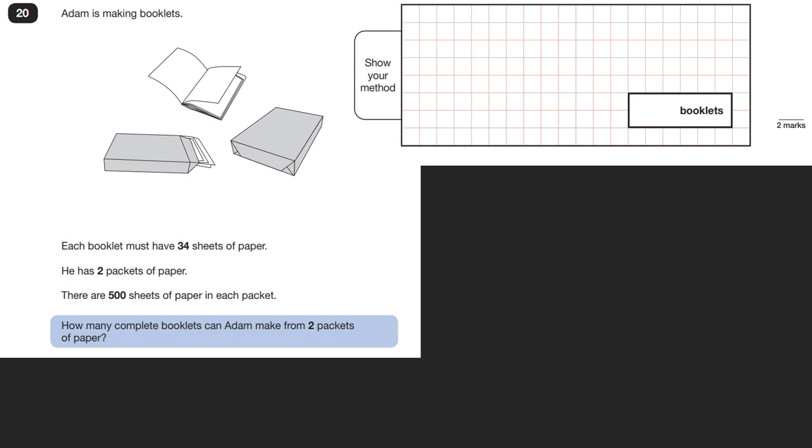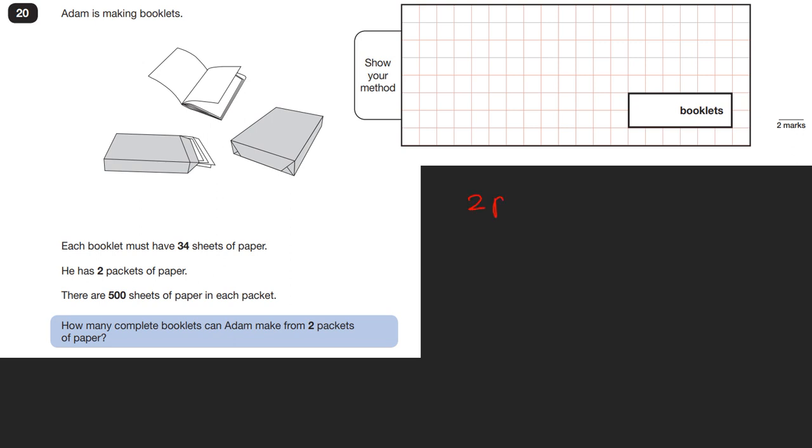Question number 20. Adam is making booklets. Each booklet must have 34 sheets. He has 2 packets of paper. Each packet has 500 sheets of paper. How many complete booklets can he make from the 2 packets?